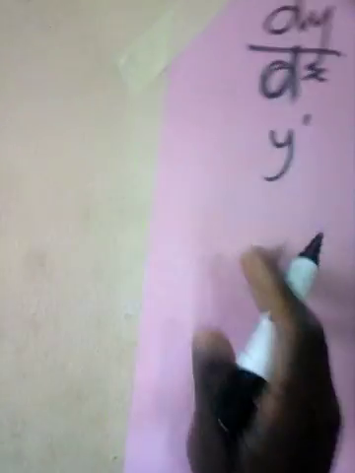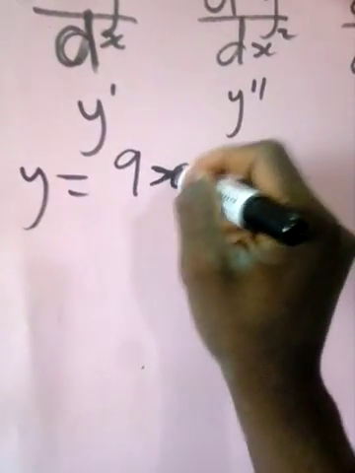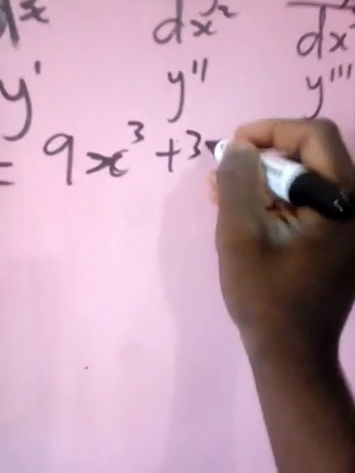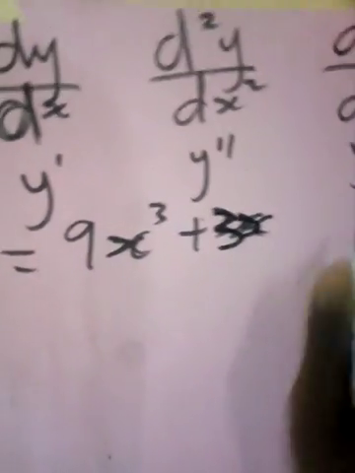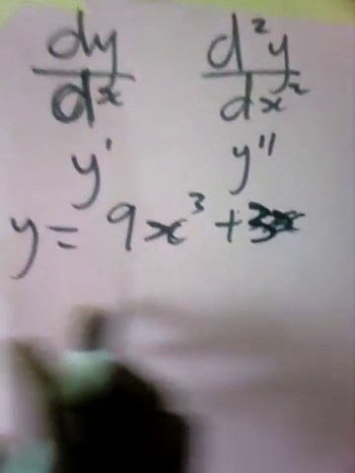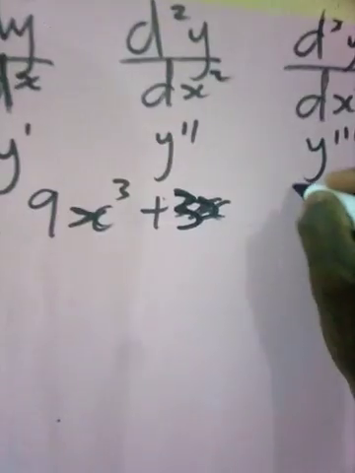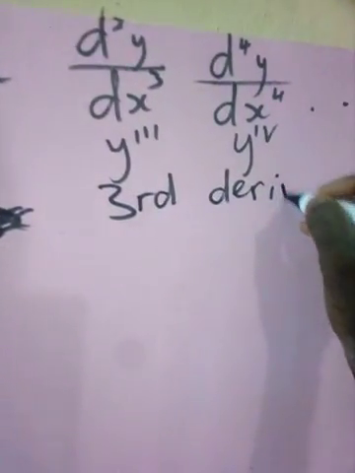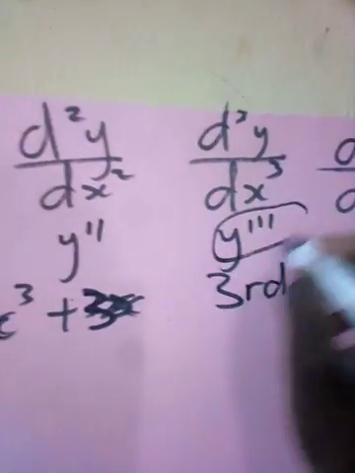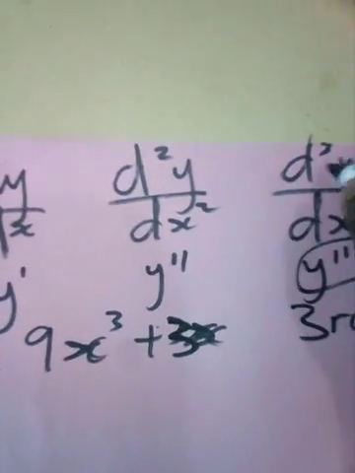Then assuming I give you y is equal to 9x cubed plus 3x, and I ask you to find the third derivative for me, I'm simply asking you to find y prime prime prime, which is d cubed y over dx cubed.